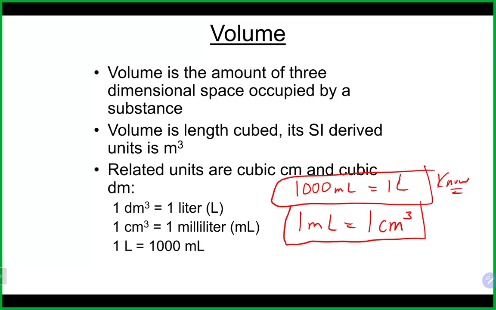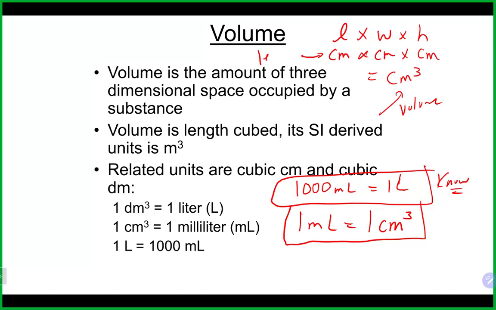Now you may be saying, isn't centimeters a unit of length? And centimeters is a unit of length. But if you have something like a cube, and you take 3 length measurements, the length times the width times the height, and you take each of those measurements in centimeters, you'll have centimeters times centimeters times centimeters, which will give you a cubic centimeter. That is a volume.